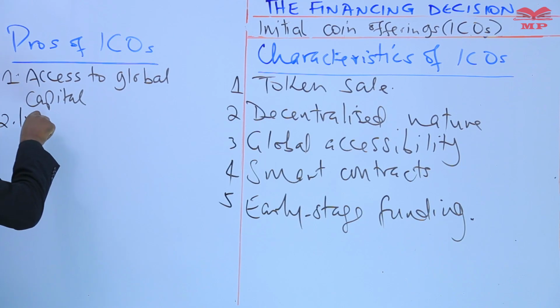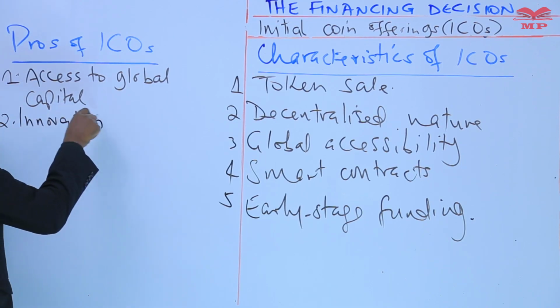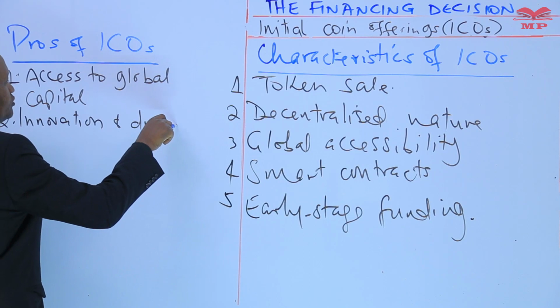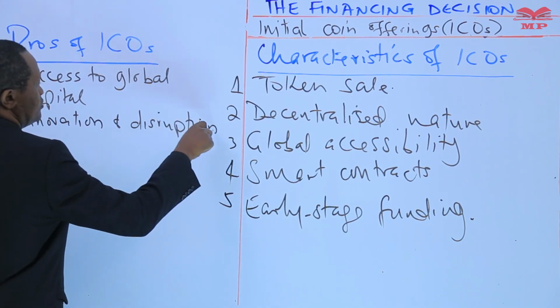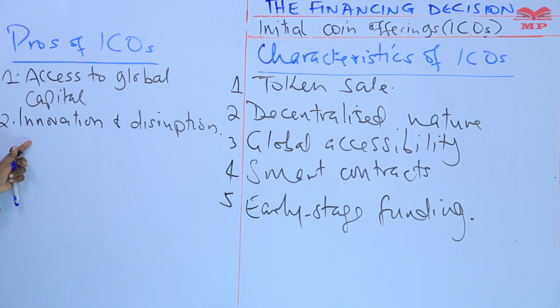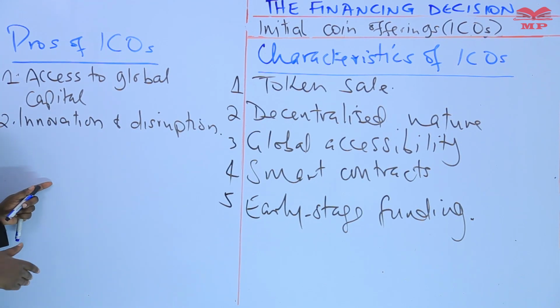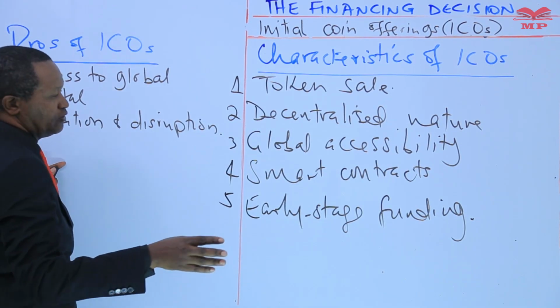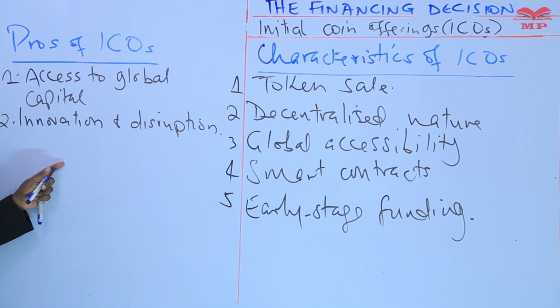2, innovation and disruption. ICOs have been a catalyst for innovation. They've also been a catalyst for disruption in fundraising, enabling projects with novel blockchain-based ideas to secure funding directly from the public or from the communities.